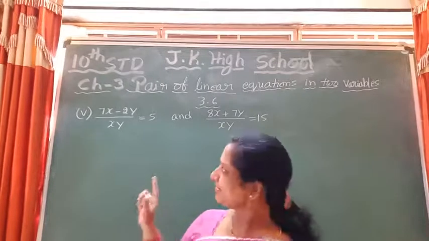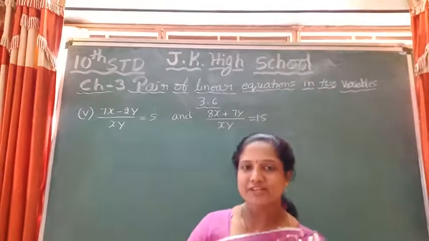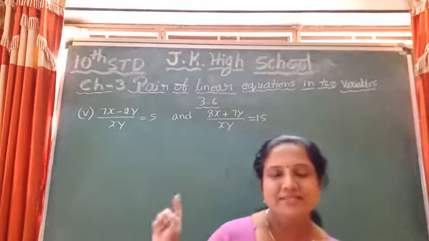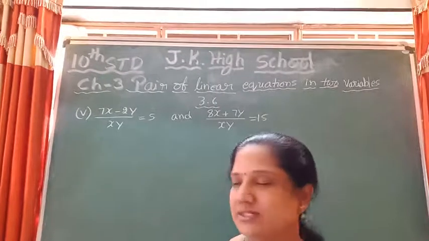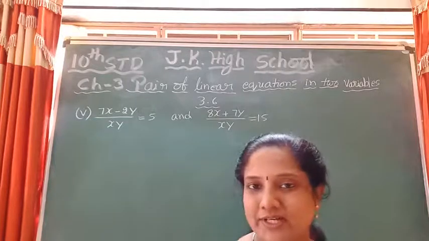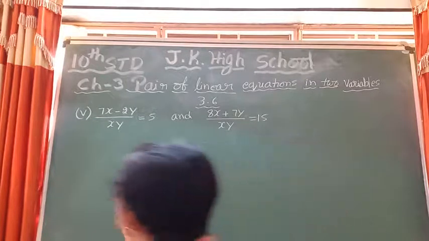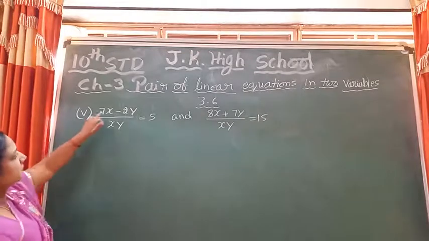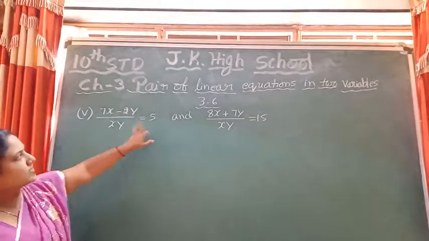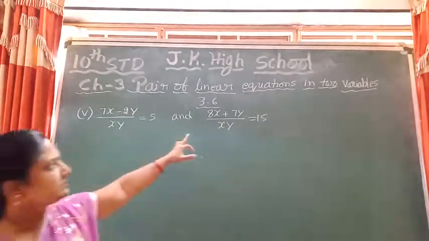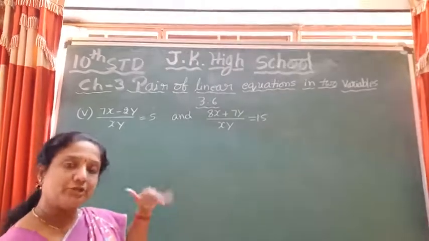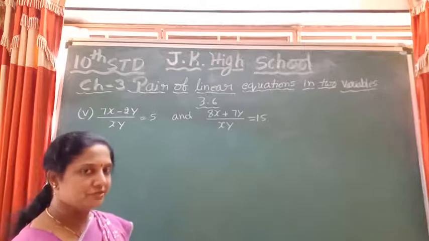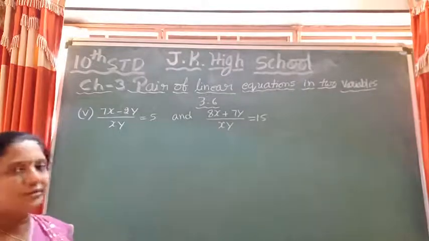I am going to continue chapter 3, pair of linear equations in two variables, exercise 3.6. Up to the 4th sum I solved and the 5th one I am going to solve. The 5th question pattern is a little different. Now (7x minus 2y) divided by xy is equal to 5 and (8x plus 7y) divided by xy is equal to 15. We have to reduce to standard form of linear equations in two variables. How can I reduce now?